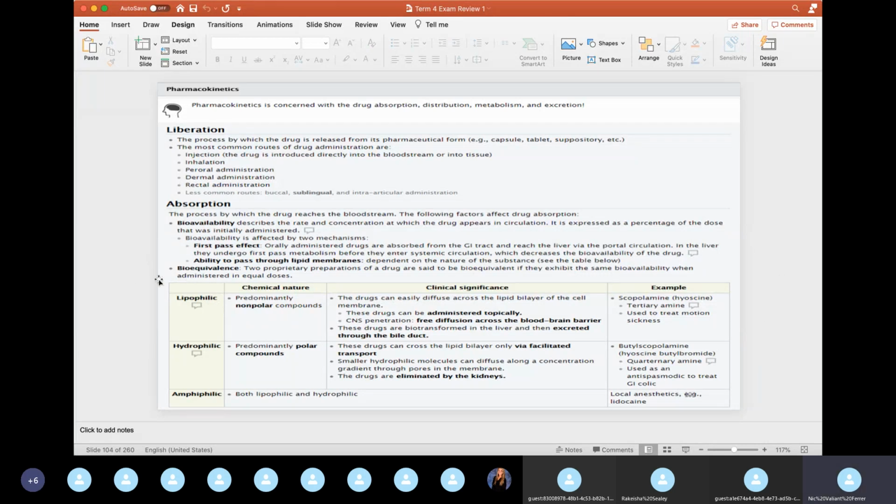Okay. Don't forget that in absorbing the drug, if it's oral, it goes through the GI tract via the liver. So it undergoes first pass effect, right? And don't forget the meaning of bioavailability, which is the rate of concentration at which the drug appears in circulation. What's the formula? Area under the curve. So if it's AUC oral divided by AUC IV times 100, that's your bioavailability.